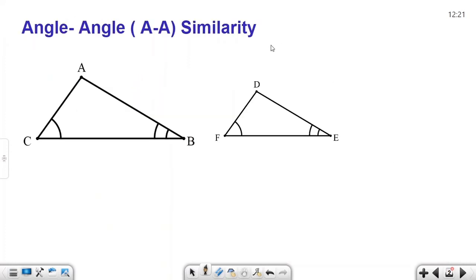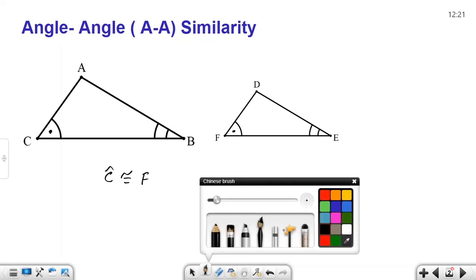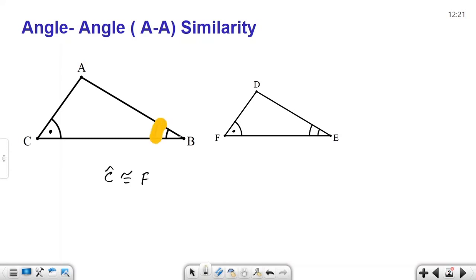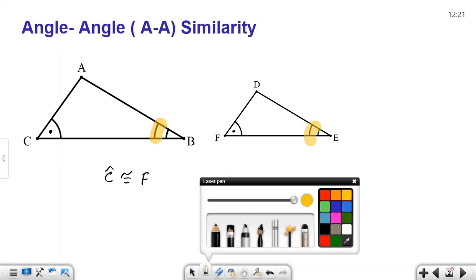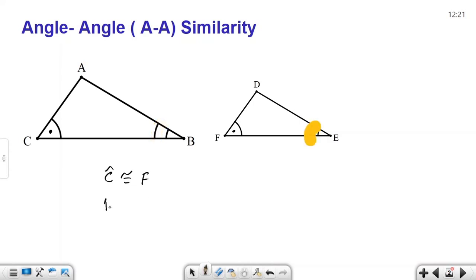Okay. To decide if two triangles are similar or not, there are three properties. First one, angle-angle. If two angles are congruent, we will call these triangles similar. As you see, angle C and angle F are congruent, the first one, and angle B here, let's mark it. Angle B and angle E are congruent. So B is congruent to E.